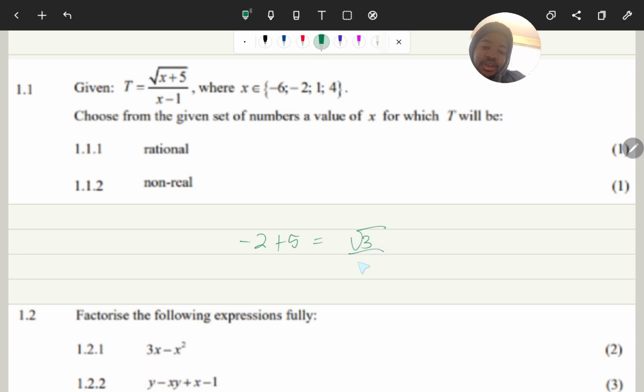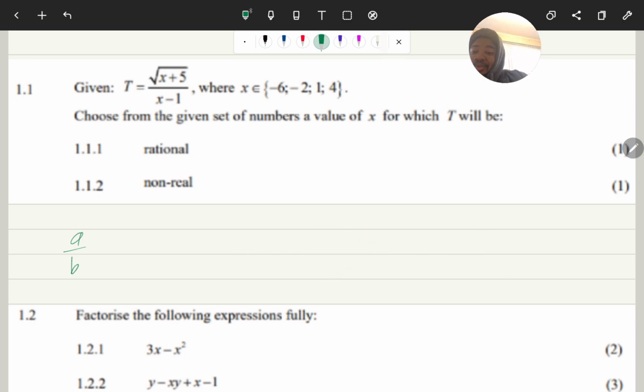So when you have this, remember now you have minus 2 minus 1. It's going to be the square root of 3 over minus 3. That number is not rational, because the square root of 3 is not an integer. But remember, we must be able to write it in the form a over b, where both a and b are integers and b is non-zero. So minus 2 doesn't work for us.